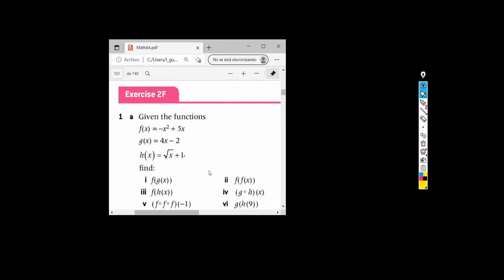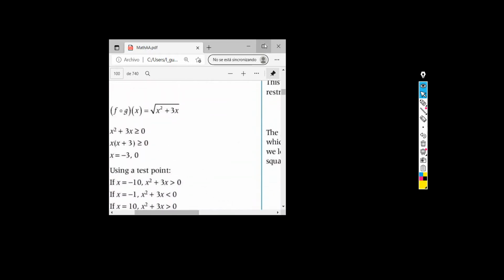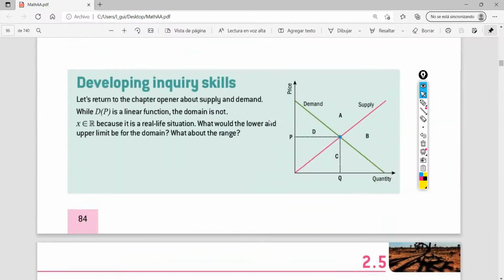Hello class, let's continue with the resolution of these problems, the ones from the survey, the ones that you identified as the most difficult. There was one on section 2E. Let me go very briefly over there. The one about interest rate.